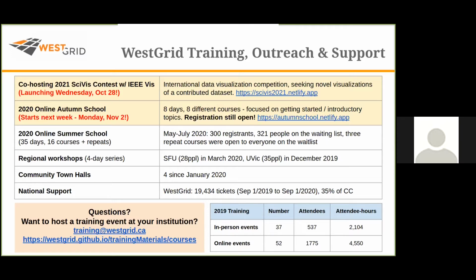And rather interestingly, WestGrid is co-hosting the IEEE Scientific Visualization Contest. That's an international contest where you get to see if you can do something really flashy with a nice data set. And we've helped or worked with IEEE to set up that data set and to get the whole thing going. And it's launching tomorrow. So that's kind of nice. And I thought I would mention it.